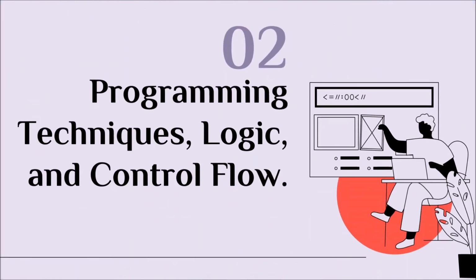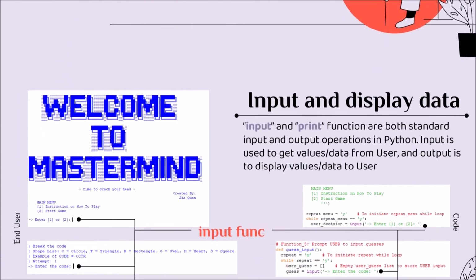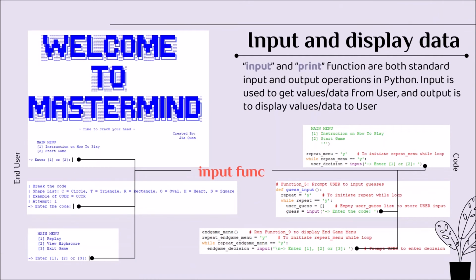After having a look at the user interface, I will now talk about the programming techniques, logic, and control flow at the back end of the code. Firstly, let's look at the input and display data. The input and print functions are both very useful to quickly get data from the user and display data to the user as well. As you can see from the previous part, users are asked to provide input in the main menu and the code breaking part as well.